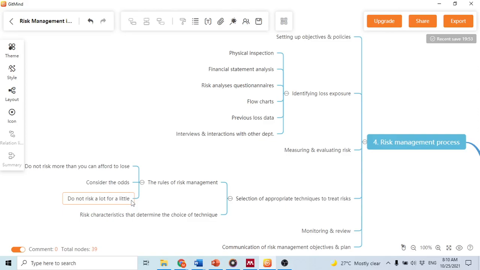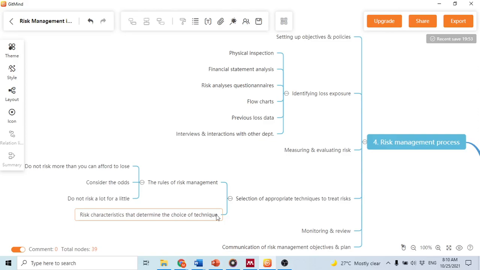And then we move on to the risk characteristics that determine the choice of techniques. So for the purpose of selection of the techniques, there are several risk characteristics that can help the organization determine the choice of techniques. Some risks should be transferred and shared, while some retained and some avoided and eliminated. What risk characteristics determine which approach should be used?